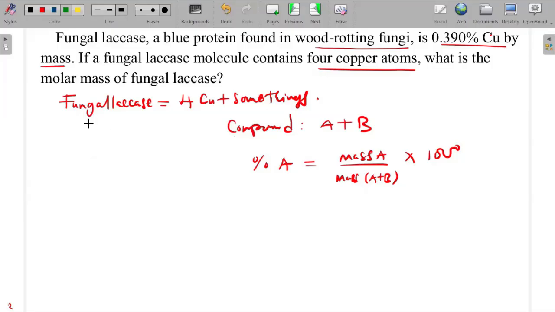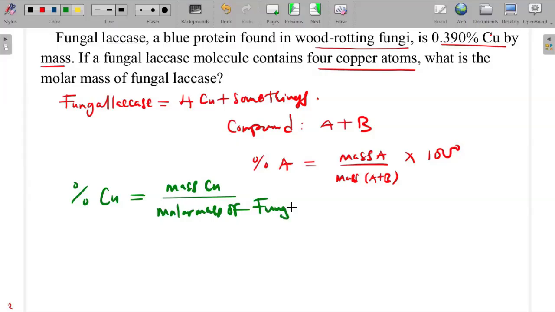And then they told us that if they find the percentage of copper, it will just be the mass of copper divided by the mass of this whole thing, right? And here we use molar masses. So we are going to say the molar mass of this fungal laccase, and then this multiplied by 100%, just like this formula on top here.